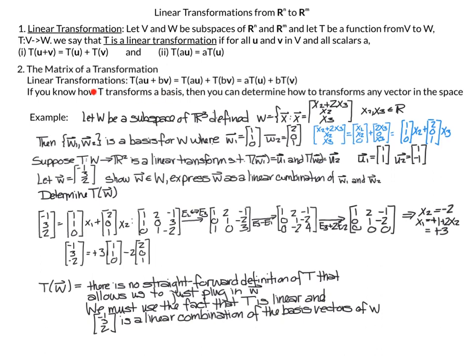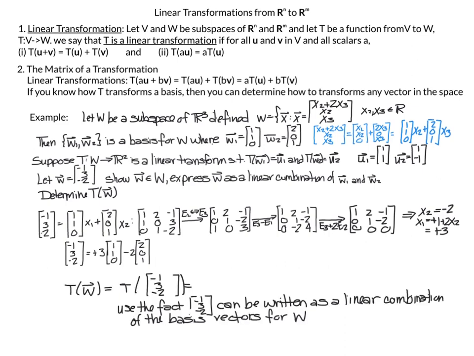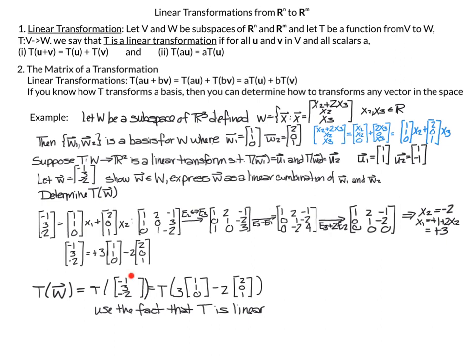Which is this part here, we know how T transforms the bases. So we're going to use the fact that T is linear and that we can write any vector W in our space as a linear combination of the basis vectors. So in terms of our particular example, when we want to look at how T transforms the vector -1, 3, 2, we're going to use the fact that we can write our vector as a linear combination of our basis vectors, and that's what we did in the first part of this problem. And here we have our vector 1, 3, -2 as a linear combination of our two basis vectors.